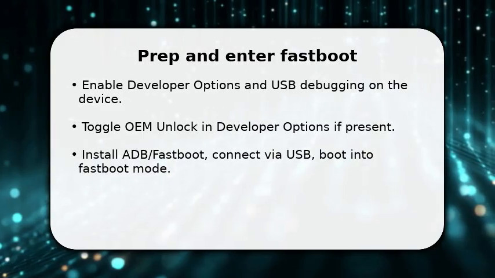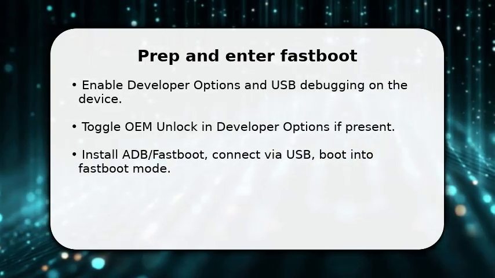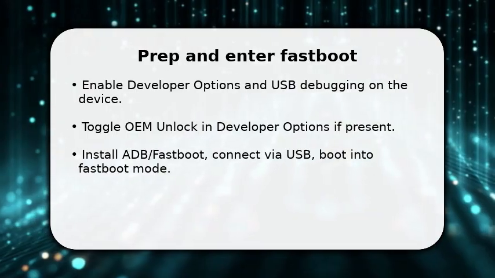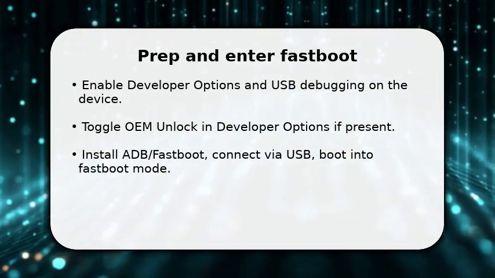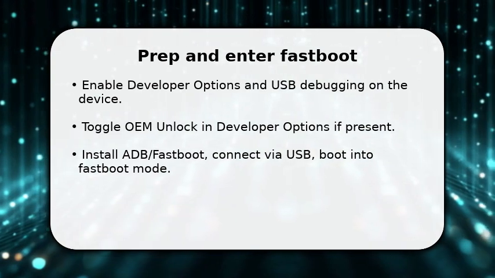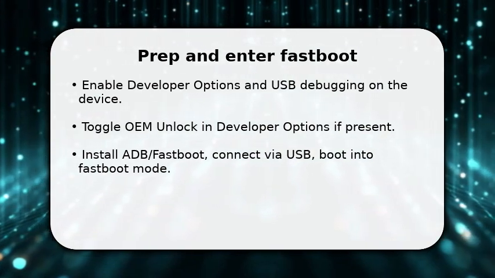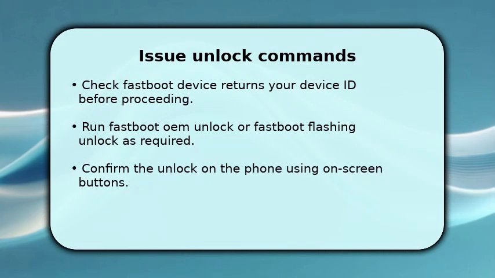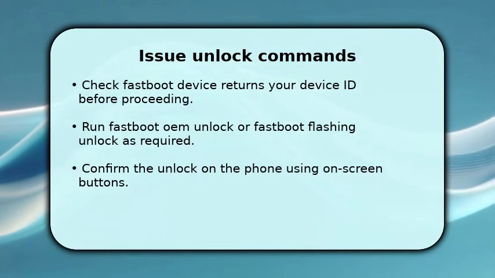Once done, power the phone into Fastboot mode, usually volume down plus power, so the device is listening for unlock commands. This sequence prevents permission errors and ensures commands will be accepted. Now you move to the core steps where a single command flips the bootloader state.